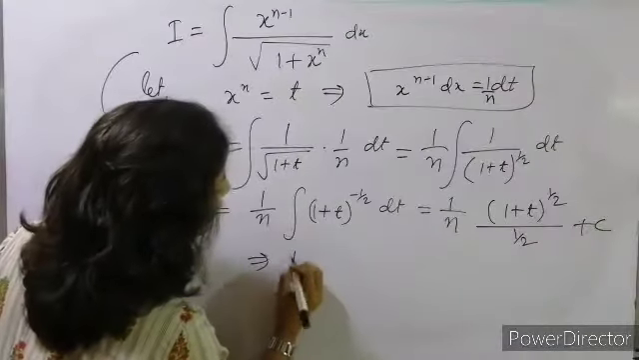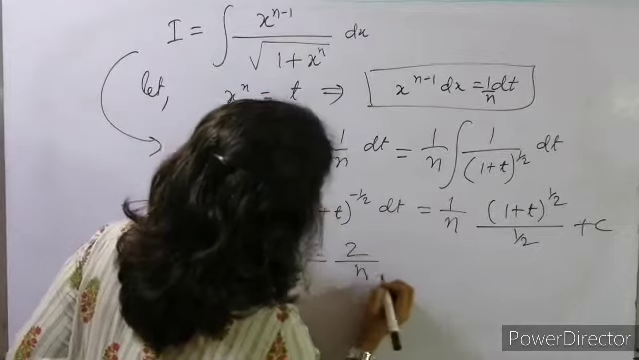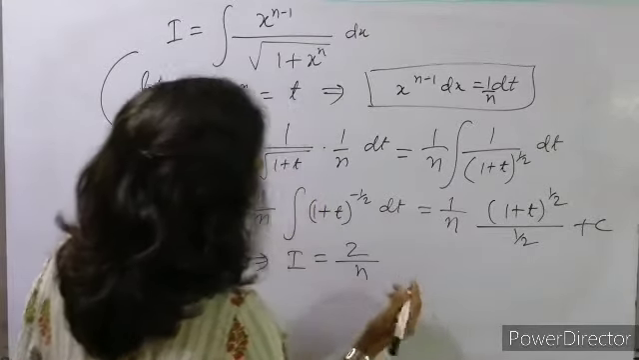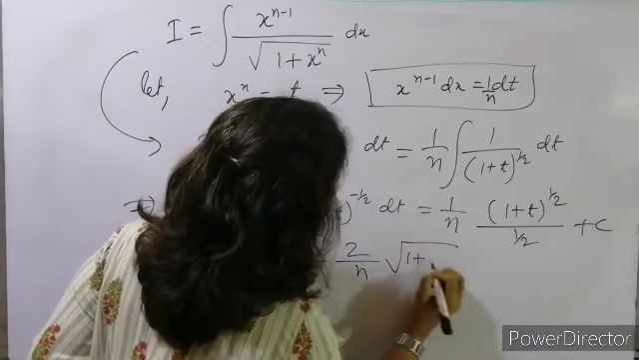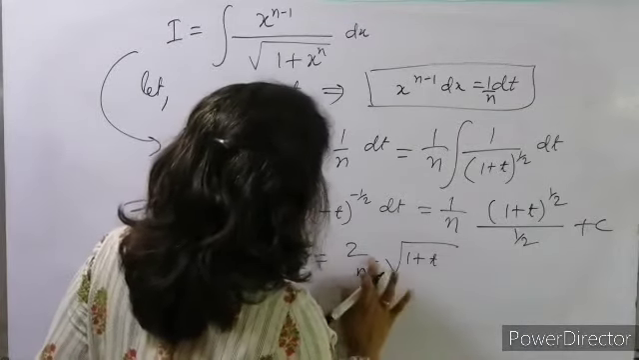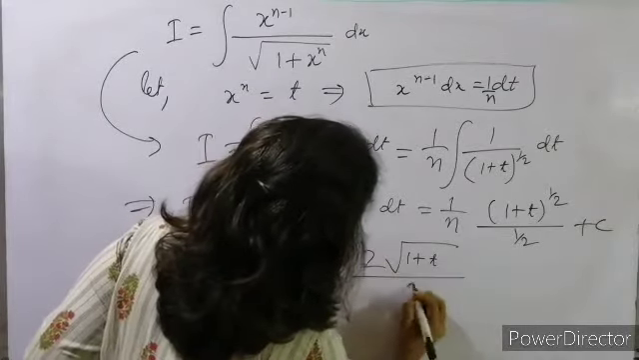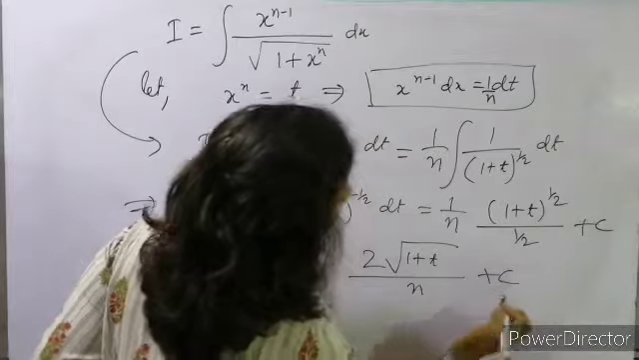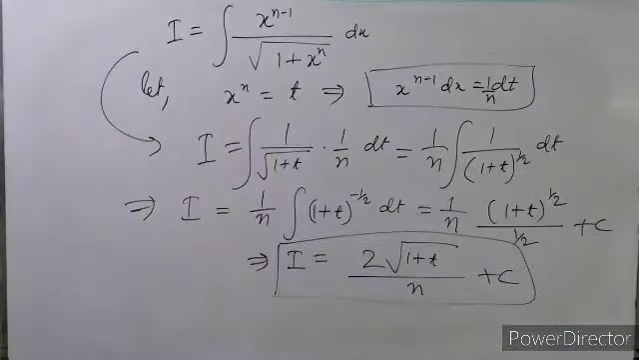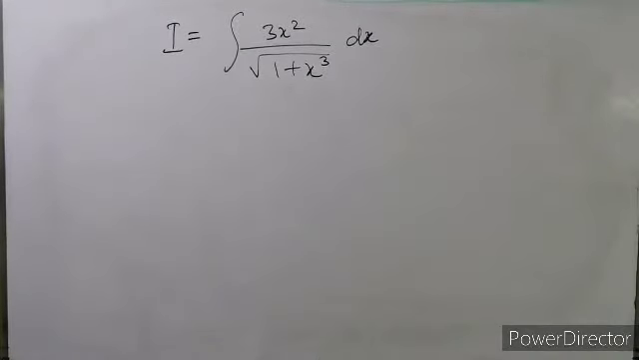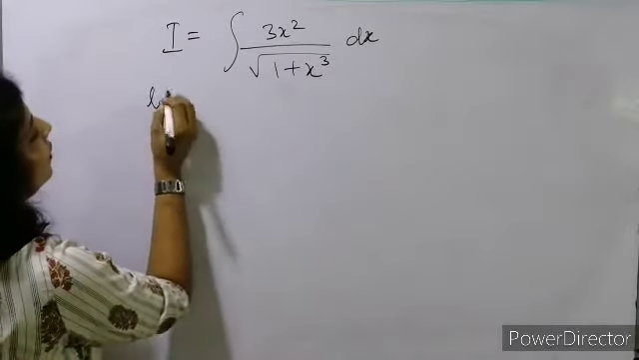So the value of I will be equal to 2 upon n, this value, 1 plus t, or else we can write it like this: 2 multiplied by this divided by n, plus c. This will be the integral of this function with respect to x. Okay. So we have another question, the integral of this function with respect to x we have to find.